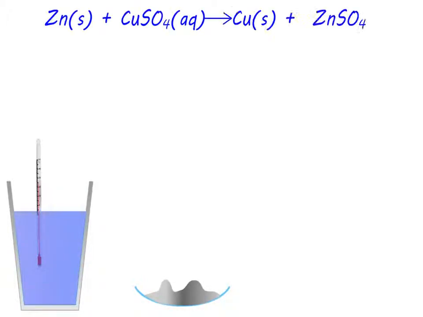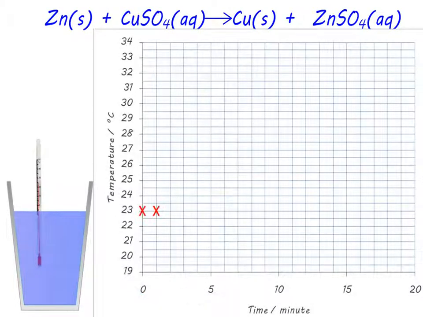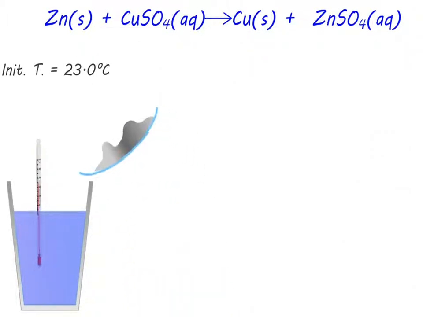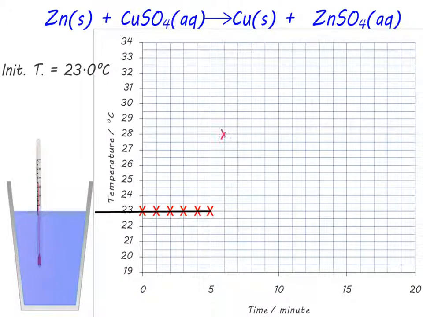Let's work through an example where zinc powder will be reacted with an excess of copper sulfate solution according to this reaction. We will first monitor the temperature of the copper sulfate solution for 5 minutes before we start the reaction to get our initial temperature. We will now add 0.5 grams of zinc powder to 100 cm³ of copper sulfate solution and monitor the temperature as the reaction proceeds over 30 minutes.